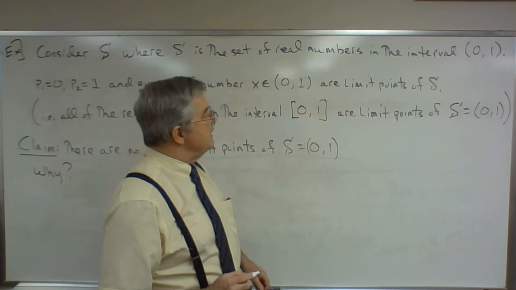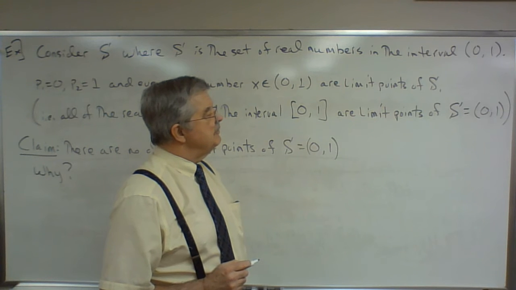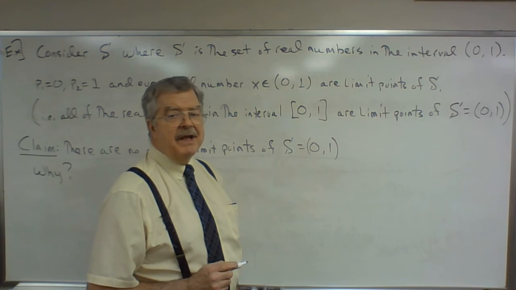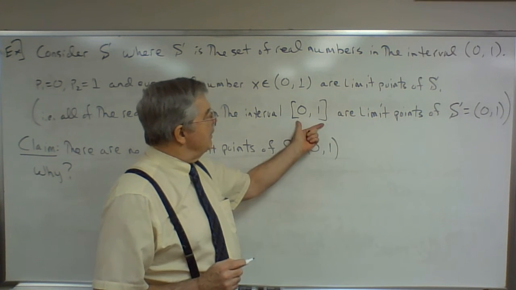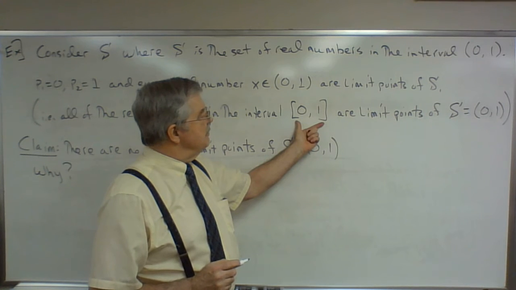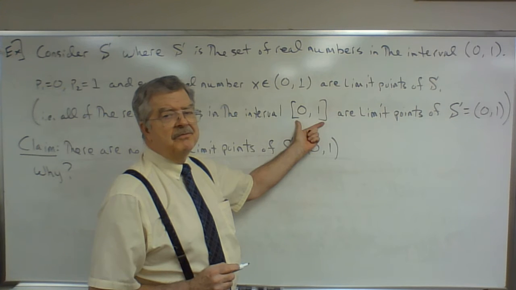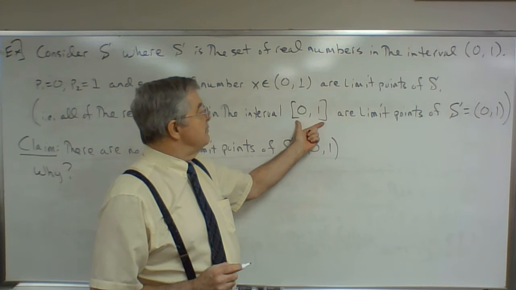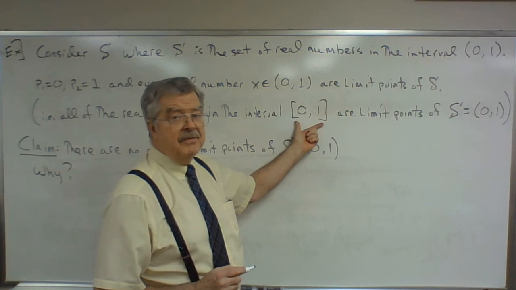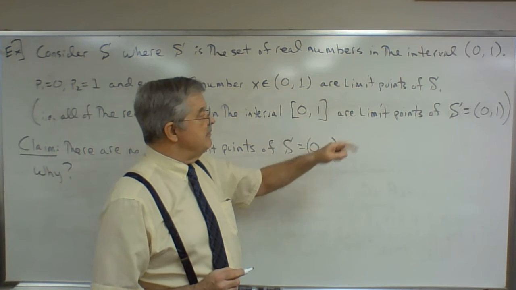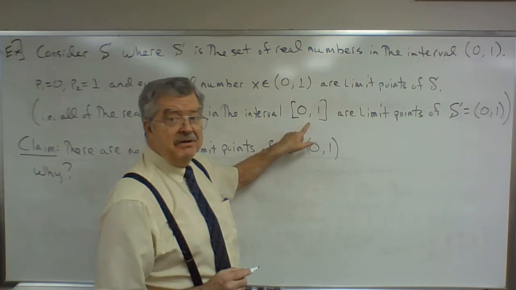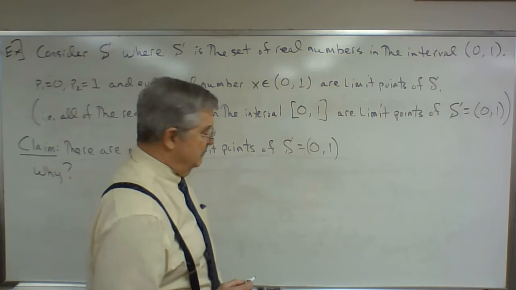The only candidates for limit points of S that we haven't already identified are going to have to be those real numbers that are outside of this closed interval from 0 to 1. Because we've already established that every real number in this interval is a limit point of S. So let's pick a real number outside of this interval.